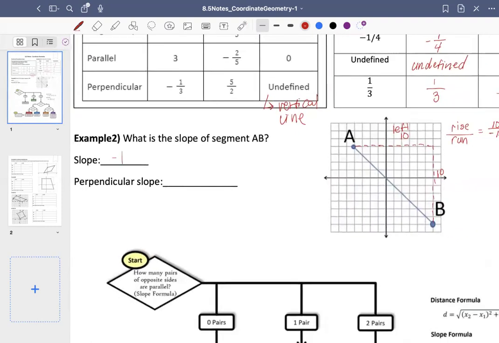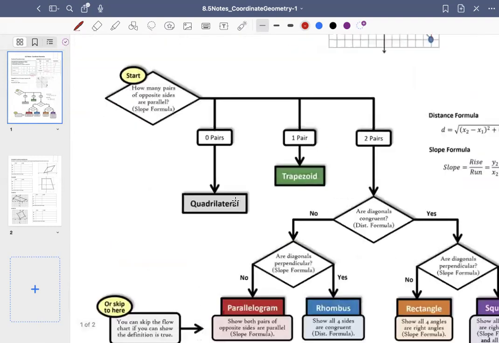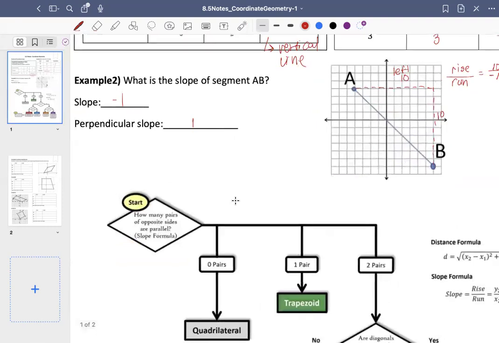So our slope is -1. And then it wants us to write the perpendicular slope. So we're going opposite reciprocal. That's going to get us +1, right? Opposite sign is positive. And then reciprocal of 1 is just 1. Okay, so that is how we find slope.